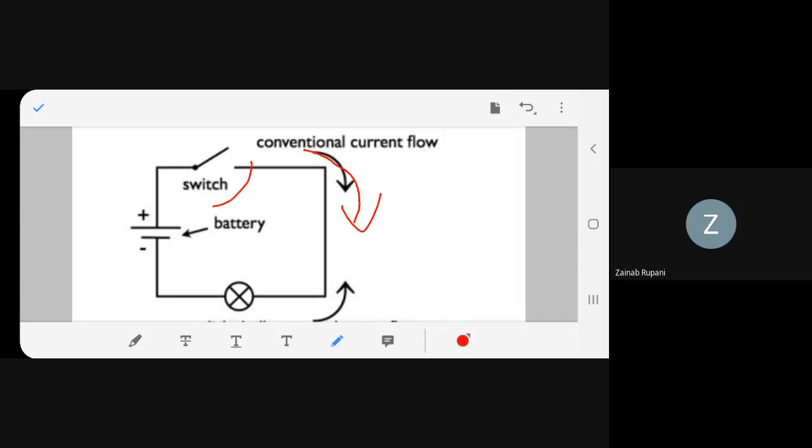Because the switch is making the current flow. You understand? Do you understand better?